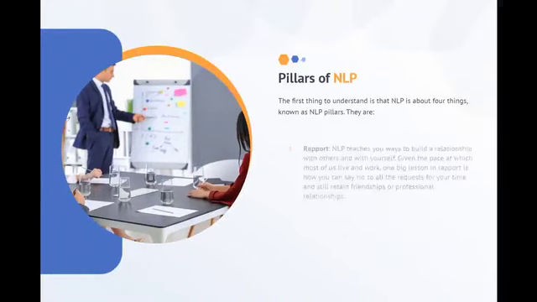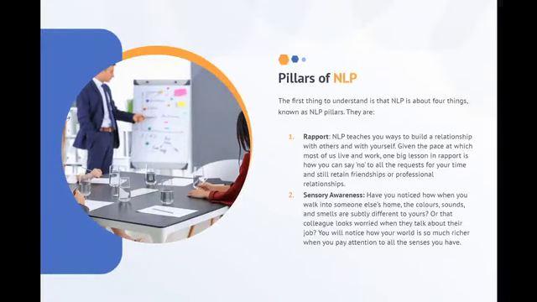Pillars of NLP. The first thing to understand is that NLP is about 4 things, known as NLP pillars. They are: 1. Rapport. NLP teaches you ways to build a relationship with others and with yourself. Given the pace at which most of us live and work, one big lesson in rapport is how you can say no to all the requests for your time and still retain friendships or professional relationships.